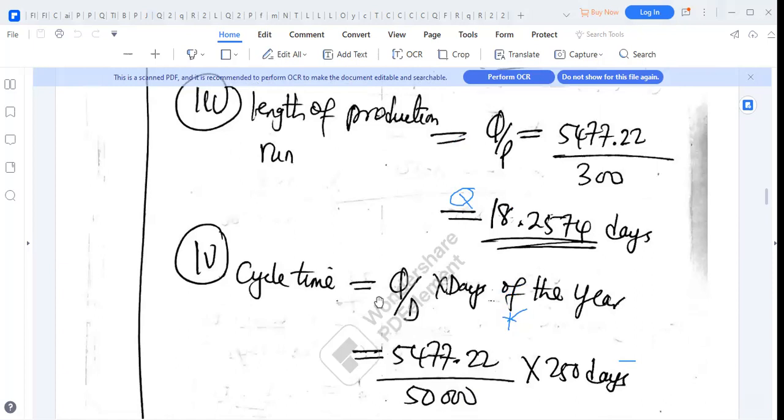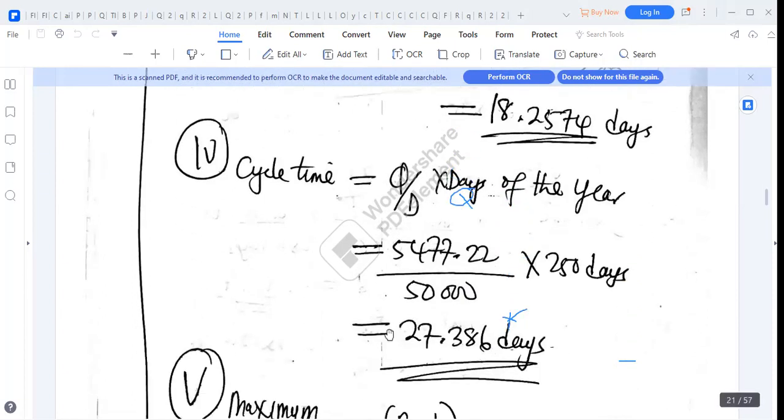These formulas are given. So the Q is the catch here. When you get the Q wrong, the other things also will not be correct. So this is about what goes on. And then we find the cycle time, it's 27.38 days.